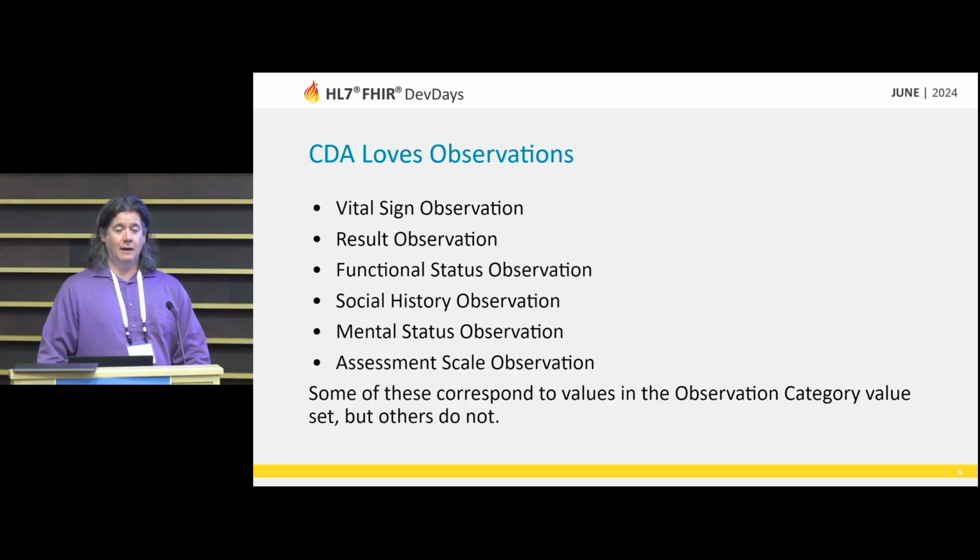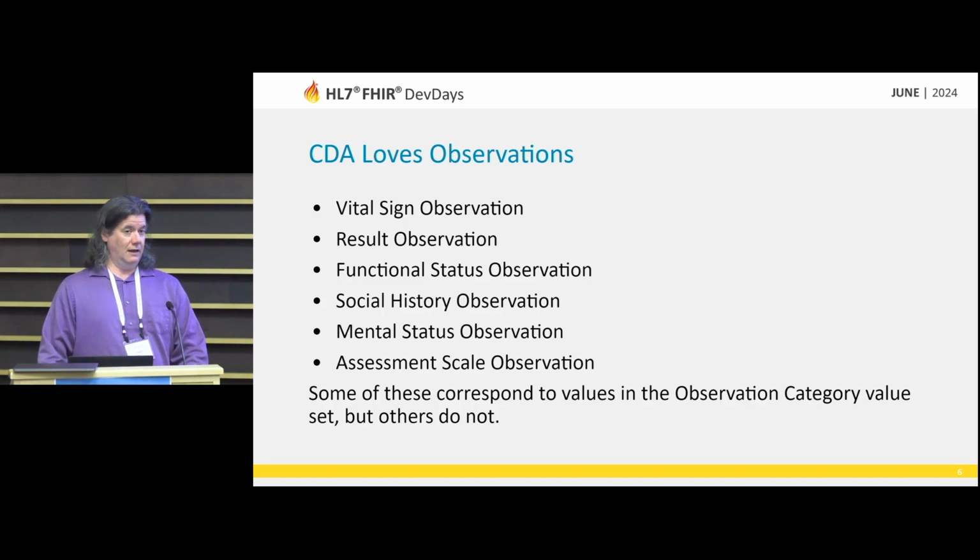There we go. So the way that it goes in the other direction is that CDA just loves observations. We have a whole laundry list of different types of observations, all of which are going to map onto the observation resource in a FHIR repository. And then how do we tell the difference? Well, maybe you don't need to. Maybe you're lucky and your business case doesn't need you to track that sort of information, but maybe you do.